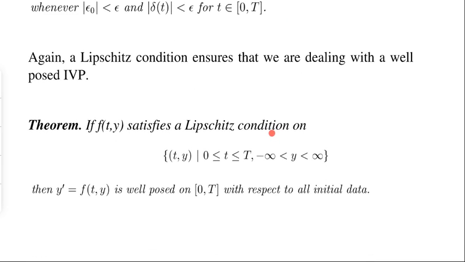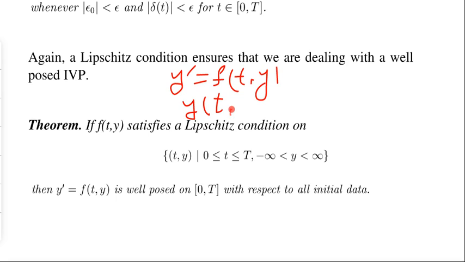Here we can have another theorem. In this theorem, we will say: for this problem, y prime equals f of t and y, subject to this initial condition, y at t0 equals y0, or y not.